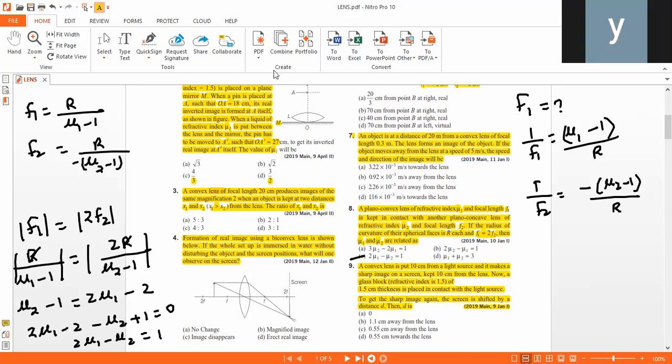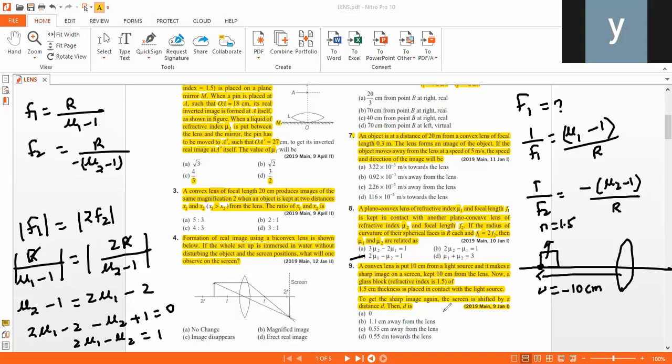Okay, firstly, a convex lens is put 10 centimeters from a light source. Suppose here is the light source and this is the convex lens. So that is the object distance, it is 10 centimeters. To get a sharp image on the screen kept 10 centimeters from the lens. Now a glass block of refractive index 1.5 and 1.5 centimeter thickness is placed in contact with the light source. This is the glass block having a refractive index of 1.5.